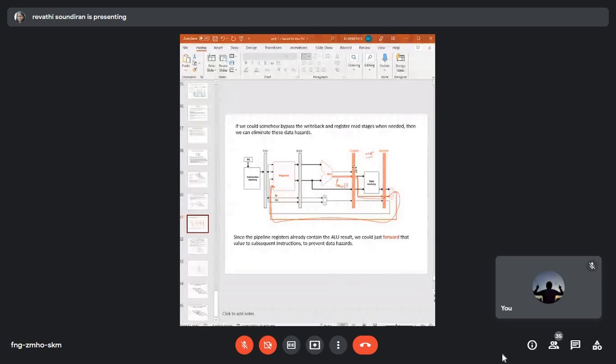Whatever I've highlighted, you can see, this can be neglected. Whatever is marked red is neglected, and only the ALU result which is available in the pipelining register is forwarded to execute your next instruction. So the data should be available, updated immediately, so that it can be used by the next instruction.